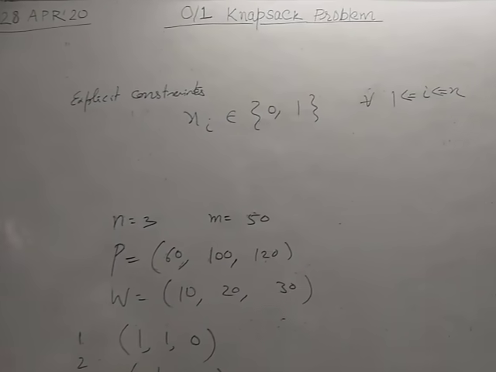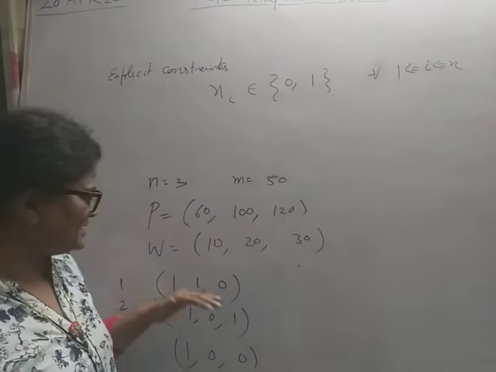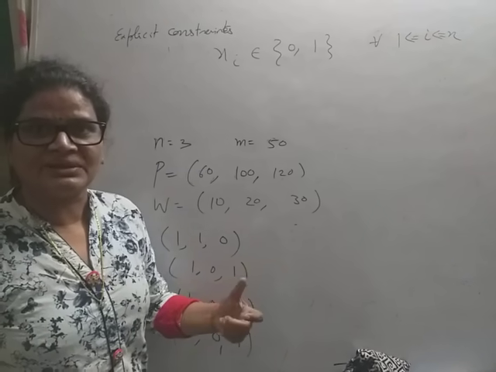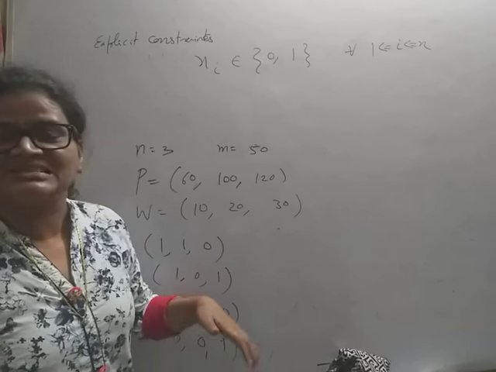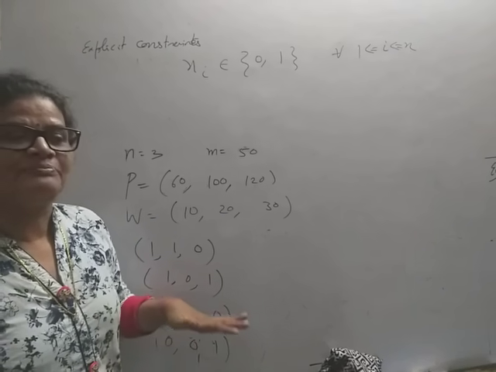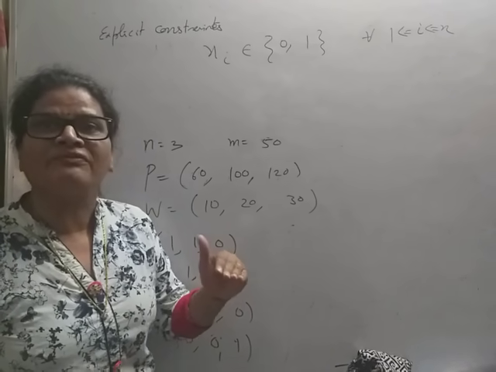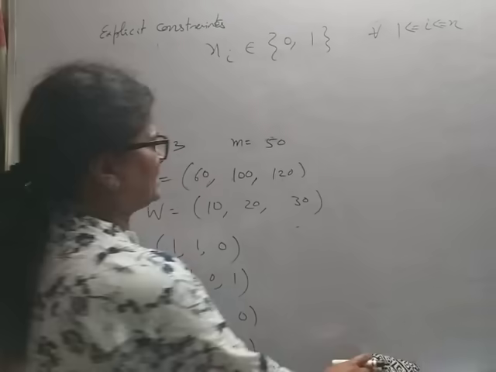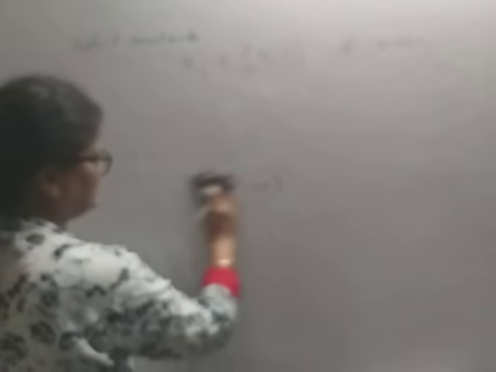Okay, now what is the implicit constraint? Here the explicit constraint applies to all these tuples. Now the implicit constraint is that there is one tuple whose profit is maximum, and the sum of weights should be less than or equal to the knapsack capacity. This is the implicit constraints.